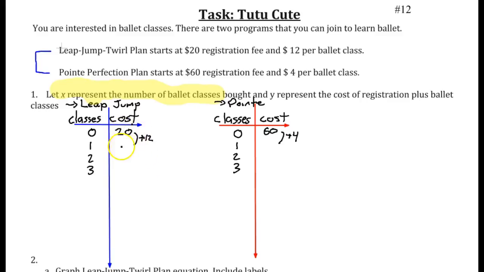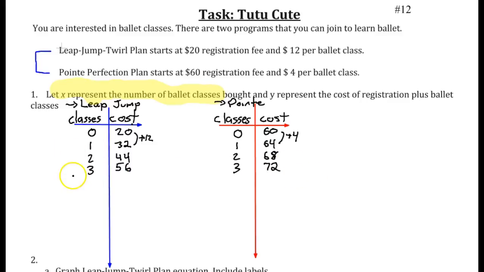So 20 plus 12, and 32 plus 12, and 44 plus 12. Okay, let's go over to the point perfection. 60 plus 4. And 64 plus 4. And 68 plus 4. 72. And here's where we stopped before, but you can see they're not the same. So we got to keep going.